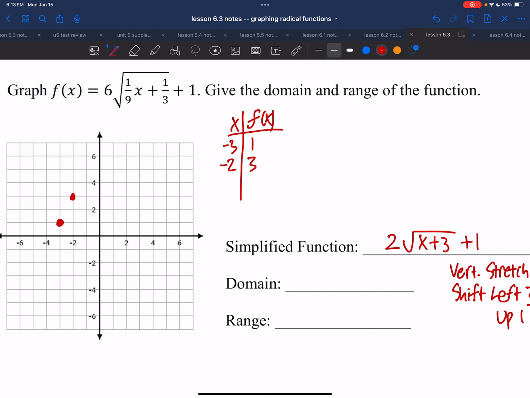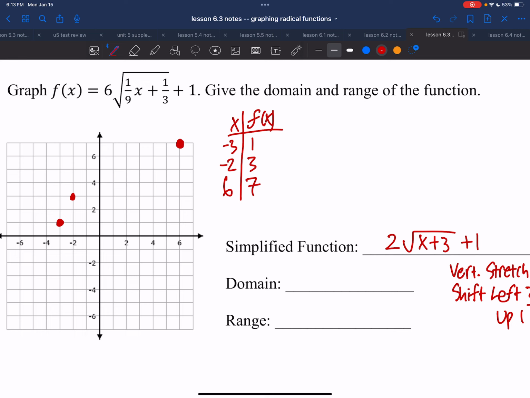If I'm going too fast for you, pause the video and try to figure that out. My hope is that I've modeled this enough that you get it by now, and I can just plug in values mentally. But if you're not sure, plug them in for yourself. I'll tell you what x values I'm using. Substitute them in the function and make sure it works. 6 plus 3 is 9. So the square root of 9 is 3. 2 times 3 is 6, plus 1 is 7. So 6, 7 should be another point.